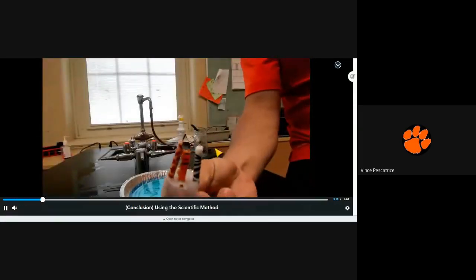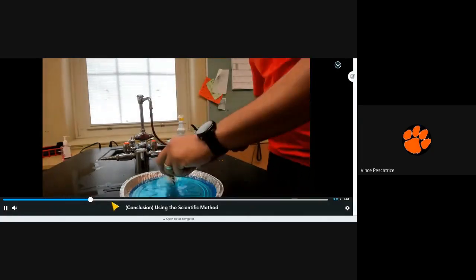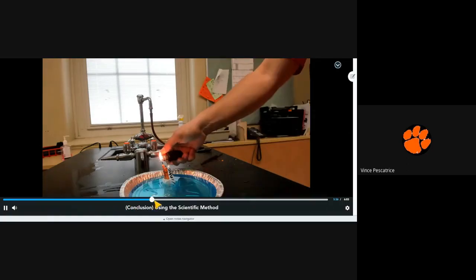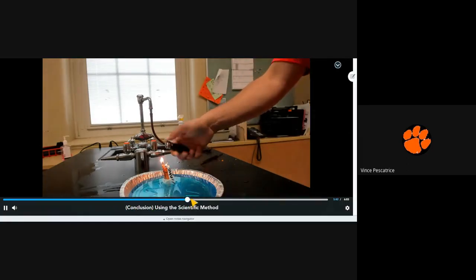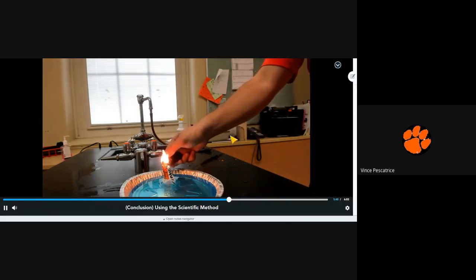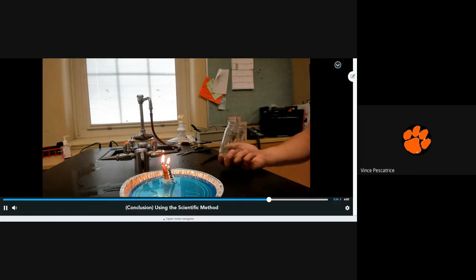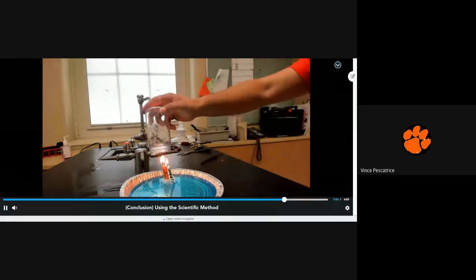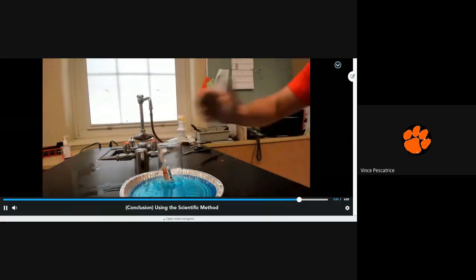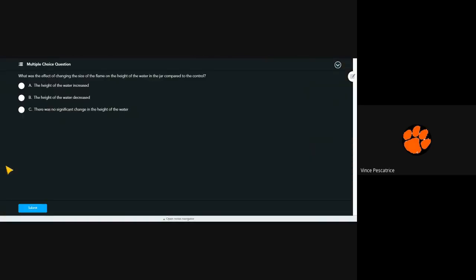All right, so I put 3 candles on the stick this time to make a bigger flame. And I lit them all, even though one didn't want to stay lit. So I'm going to use the same jar I've always been using and try this again. Whoa, look at that. All right, so let's look at that one more time.